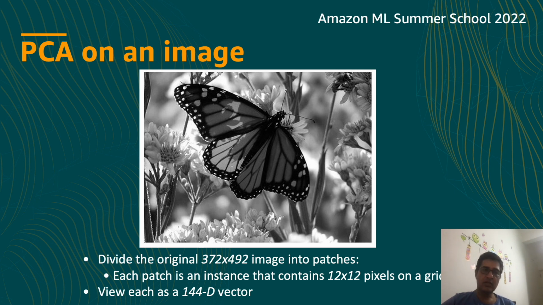Essentially the operation that we are carrying out is dividing this overall image into a grid of 12 by 12 pixels. Think about it: any portion of the image gets divided into a 12 by 12 box. And then you think about that 12 by 12 box as a 144 dimensional vector.